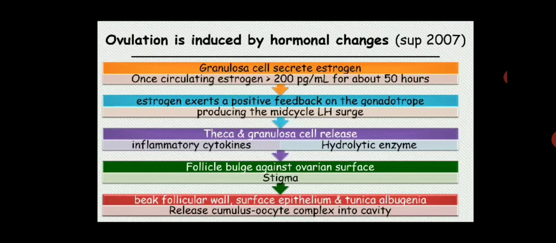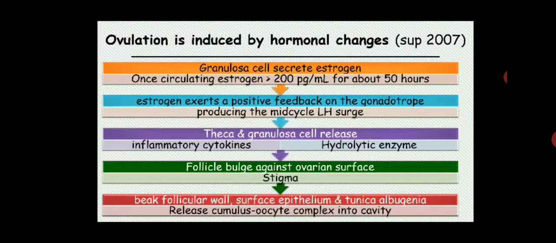Theca and granulosa cells will start releasing inflammatory cytokines and hydrolytic enzymes, and somehow this causes the rupture of the follicular wall, surface epithelium and tunica albuginea, and releases the cumulus and oocyte complex into the peritoneal cavity. This is all about the ovarian cycle.